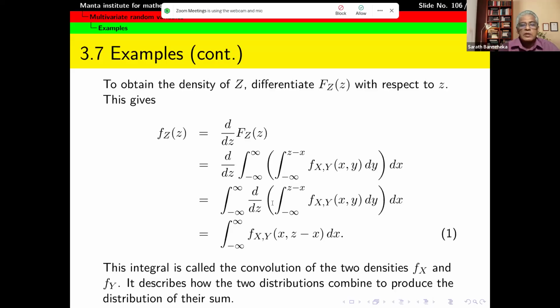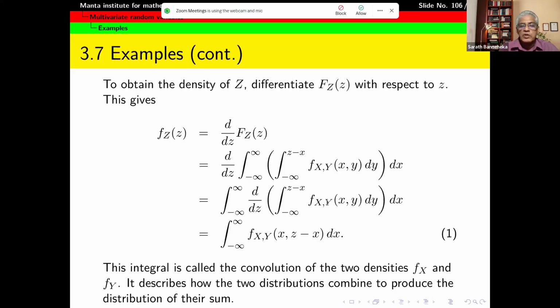But then, if you apply the fundamental theorem of calculus, you will see that here we are integrating with respect to y, limit from minus infinity to z minus x, and then the answer will contain x and z only, but we are taking the derivative with respect to z. So then what we get is this function by the fundamental theorem of calculus.